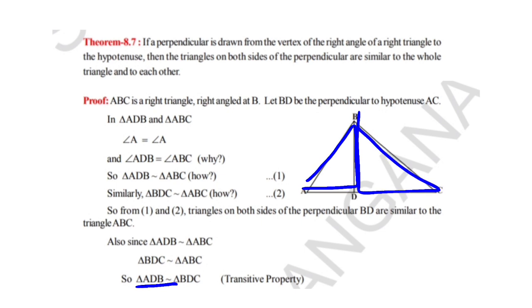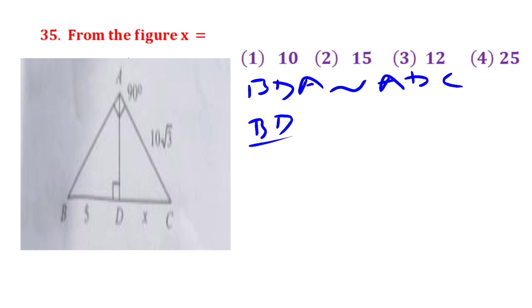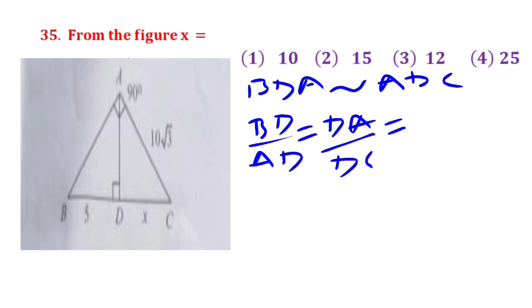So two triangles are similar to each other. Based on this theorem, we have to find out the x value in the 35th question. Here BDA is similar to ADC. If the two triangles are similar, then their corresponding sides' ratios are equal. So BD by AD equals DA divided by DC equals AB divided by AC.